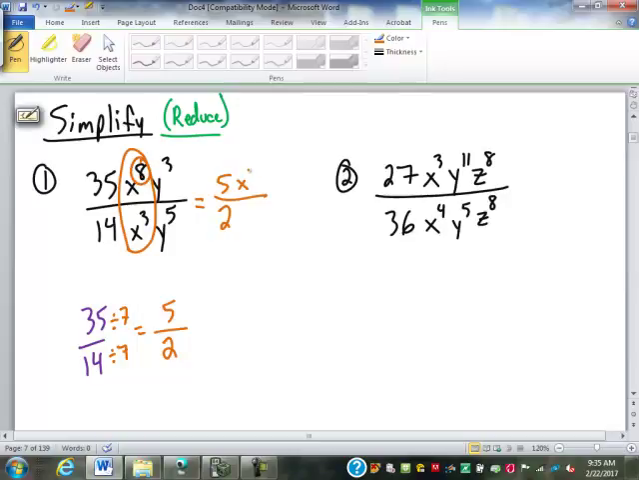Now, how do we figure out what the power is going to be? 8 minus 3. Very good. We subtract. 8 minus 3 is 5. So that's x to the 5th. Then we have to do the same for y. Is y going to end up on top or bottom? Bottom. And with a power of 2. 5 minus 3 is 2. Any questions on that one?